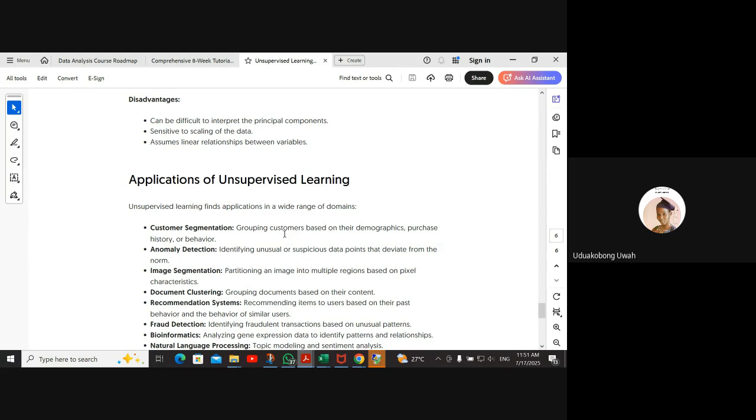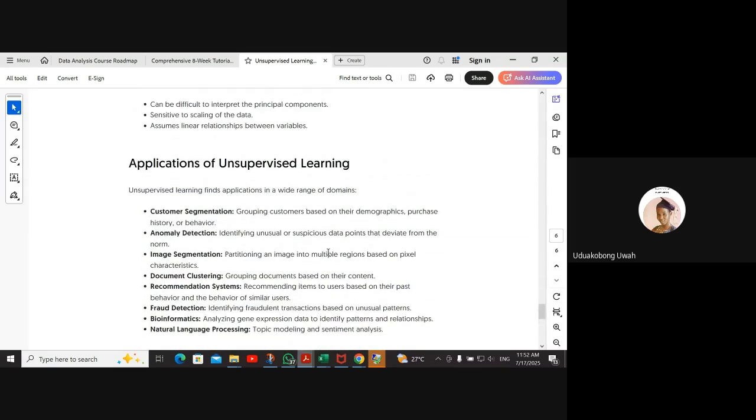So that is just a clear difference: in one, you know the input and the output. The other is where only the input is given, and the model will devise a means to get the label or the output. All right, so applications of unsupervised learning. I've mentioned a lot of them, so you should know, but let's see again. Customer segmentation. It groups customers based on their demographics, purchase history, and behaviors.